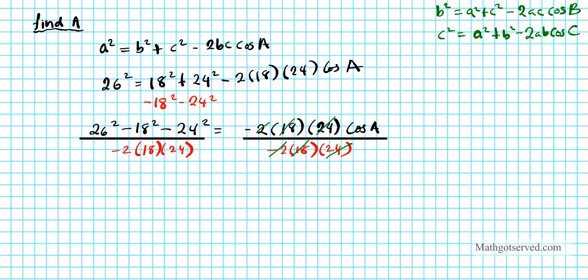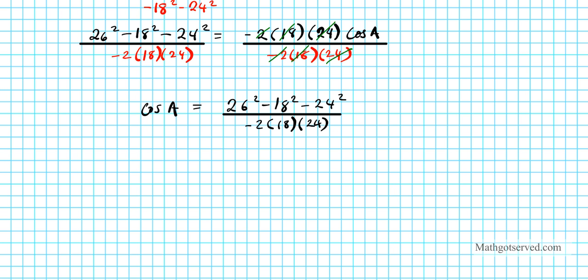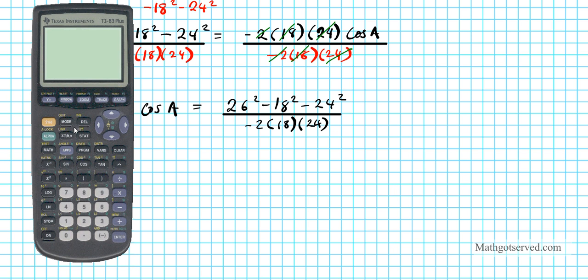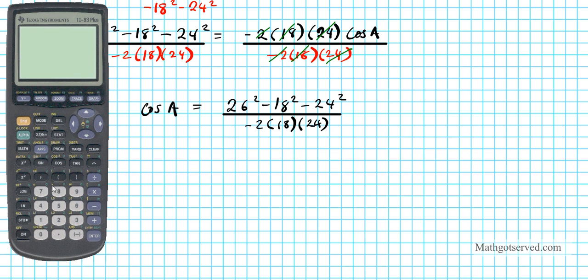So we have cosine A, using the reflexive property of equality, equals 26 squared minus 18 squared minus 24 squared, all of that divided by negative 2 times 18 times 24. Now let's bring out our calculators and plug this entire expression in, and see what we get. We have to be careful with our grouping so that we do not make a grouping or arithmetic error. So we use parentheses for the numerator to separate it from the denominator.